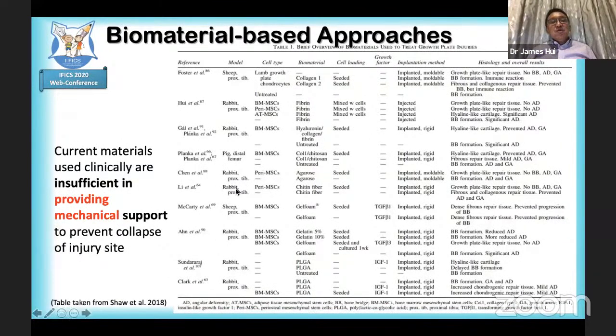So in the literature, people also use a biomaterial-based approach. However, again, they found that it's not enough to provide mechanical support for the physeal regeneration.